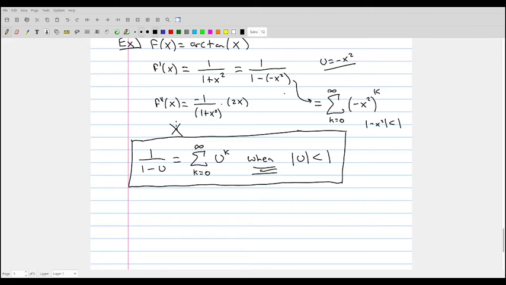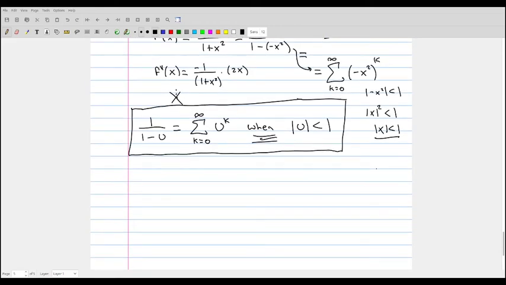And this is something that you can generally do. We can plug in to find the Taylor series expansion for a function if it looks similar to another function, but you have to keep in mind the radius of convergence condition. So this is true when the absolute value of x squared is less than 1, or when the absolute value of x is less than 1. These two things are equal to one another whenever the absolute value of x is less than 1, by the geometric series.